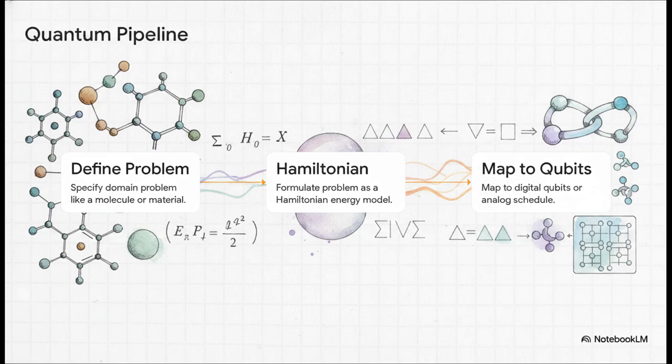You either map that Hamiltonian to a set of digital qubits using logic gates, or say you're using something like neutral atom hardware, you map it to an analog physical schedule where the parameters evolve over continuous time.